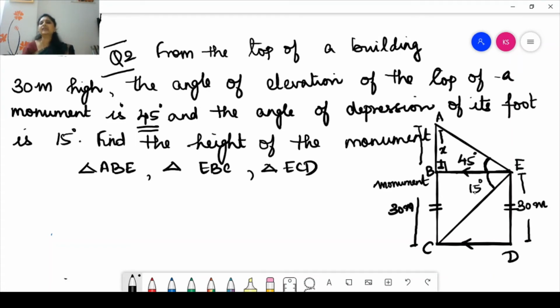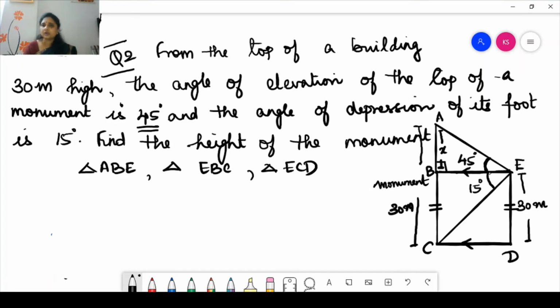Now, I always suggest that the angle of depression is always converted into angle of elevation. That is always advisable, because in this question it doesn't matter, but in most of the questions you will end up in trouble if you don't convert it. So always make it a practice to convert the angle of depression to angle of elevation.